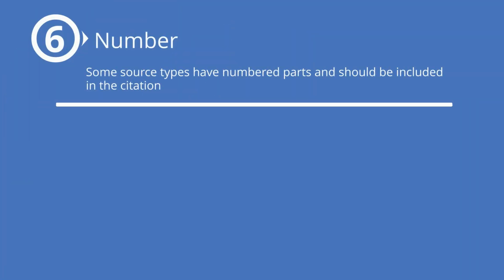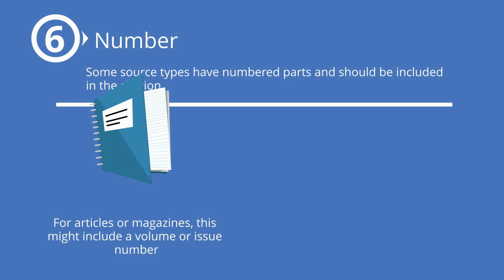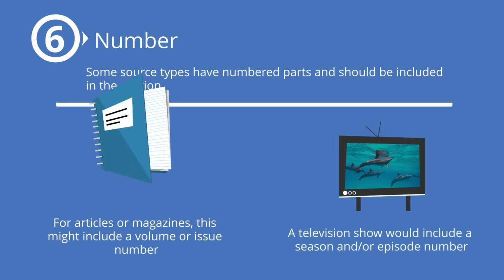Some source types have numbered parts and should be included in the citation. For articles or magazines, this might include a volume or issue number. A television show would include a season and/or episode number.